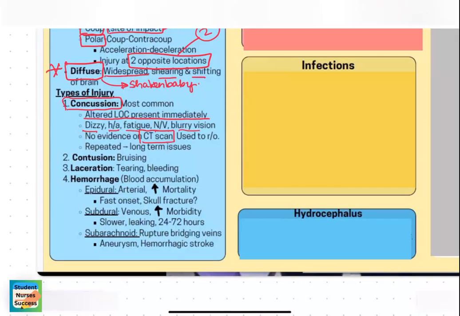We often use the CT scan just to rule out worsening things like bleeding or bruising in the brain, which we'll talk about in numbers 2, 3, and 4. So if the patient has a concussion, we may do a CT just to make sure there's no worse damage. If we don't see anything, and we know there was some type of head injury, then we usually say they probably have a concussion.